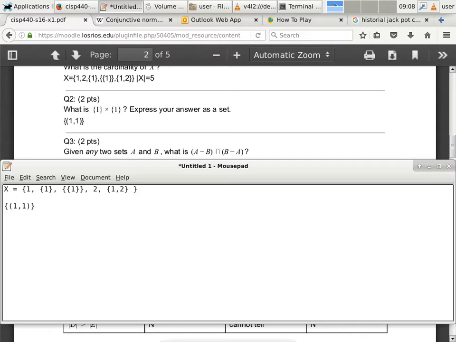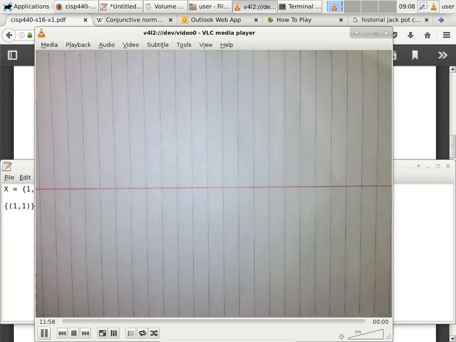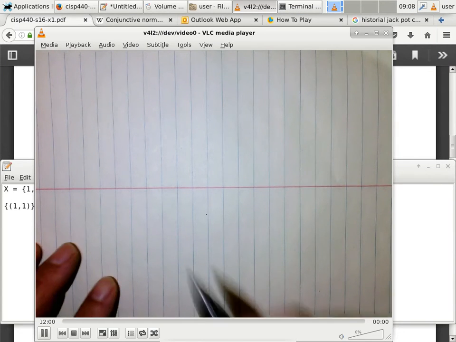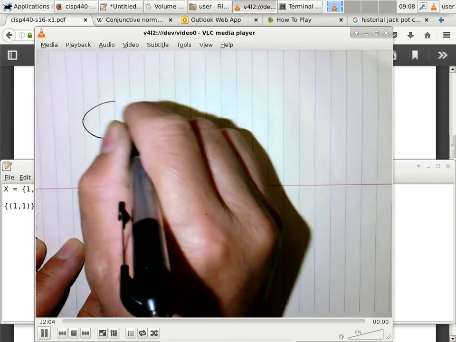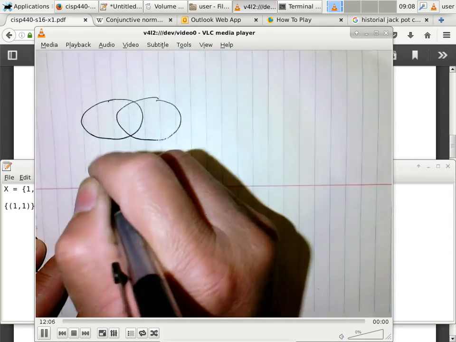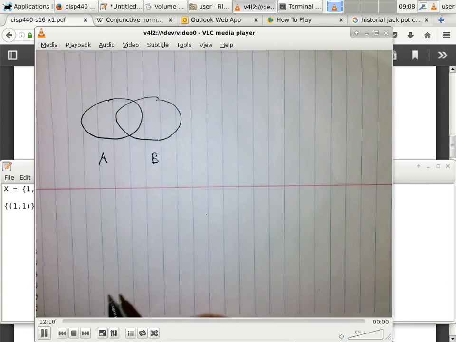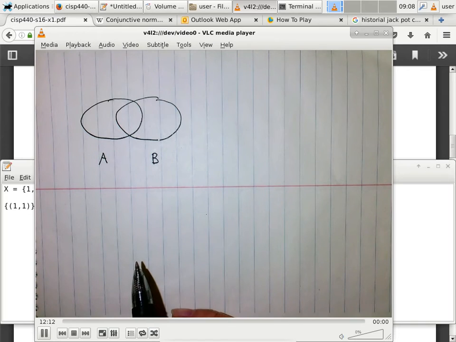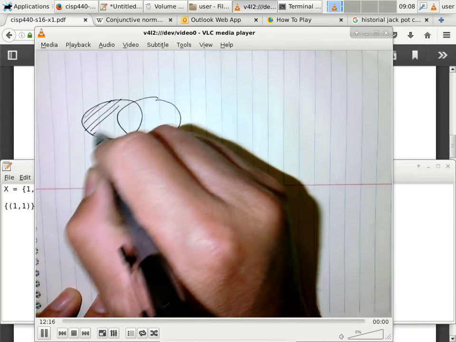The other way to look at this is to use a Venn diagram. I'm switching to a document camera, because I'm just going to draw some pictures here. Okay. So when you look at a Venn diagram, and you look at the two sets A and B, A minus B is representing everything that is in A but not in B. So that will be this portion here.